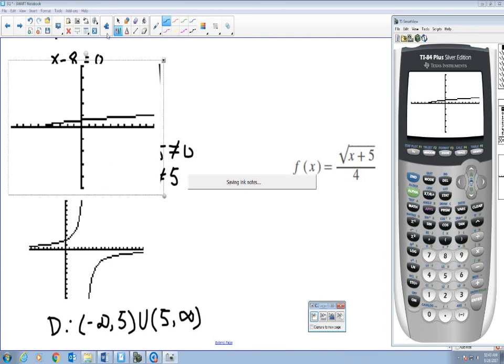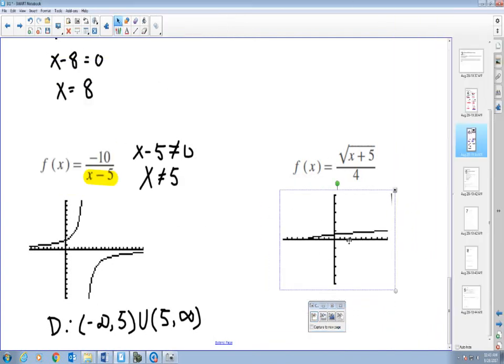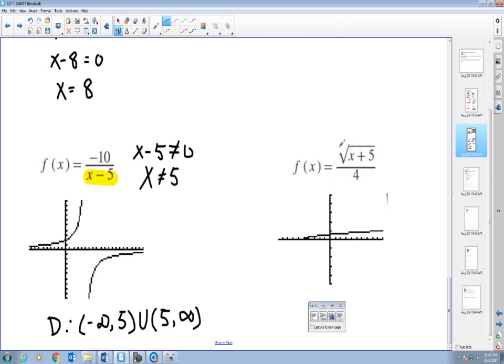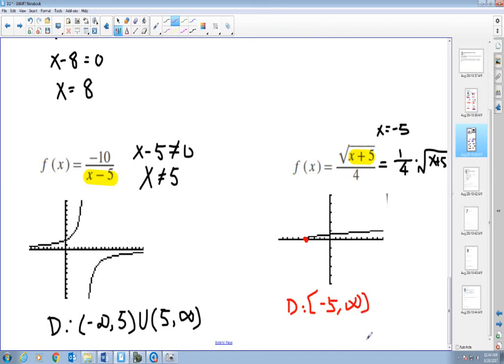So where did it begin? As far as domain-wise, where did it begin? By the way, this is the same thing as if I would say 1/4 times the square root of x plus 5. So this is a radical function. It just has a 1/4 in front of it. Where did that begin? If I set what's inside the square root equal to 0 and solve for x, I believe the x will equal negative 5. So that tells me that this function begins at negative 5, the domain starts at negative 5 and keeps on going to the right. Alright, so that'll be my domain.